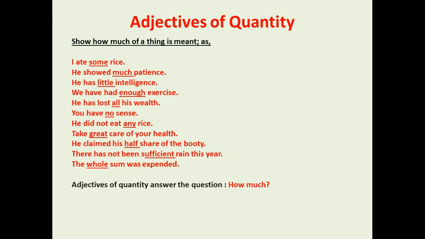Booty, the meaning of this word is, students, the loot. There has not been sufficient rain this year. The whole sum was expended. So, the underlined words are the examples of adjectives of quantity. Why? Because they answer the question how much.